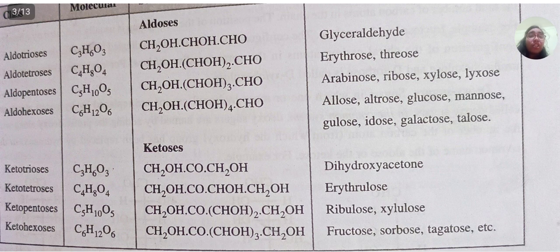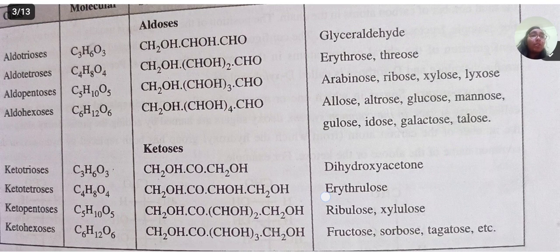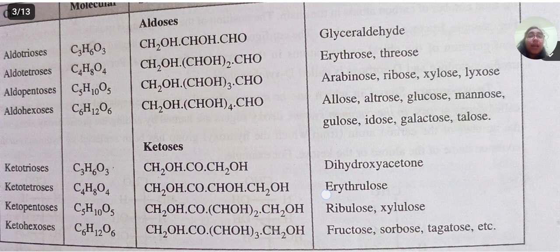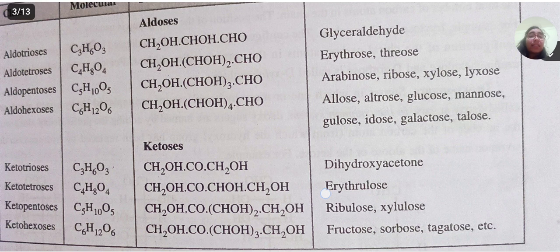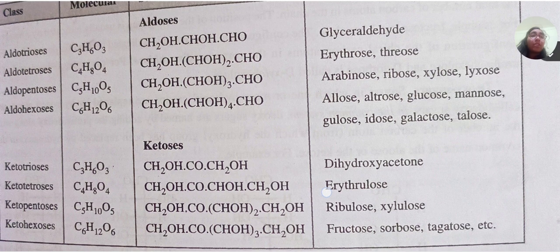Aldopentoses, C5H10O5: CH2OH (CHOH)3 CHO, arabinose, ribose, xylose, lyxose. Aldohexoses, C6H12O6: CH2OH (CHOH)4 CHO. Allose, altrose, glucose, mannose, gulose, idose, galactose, talose.